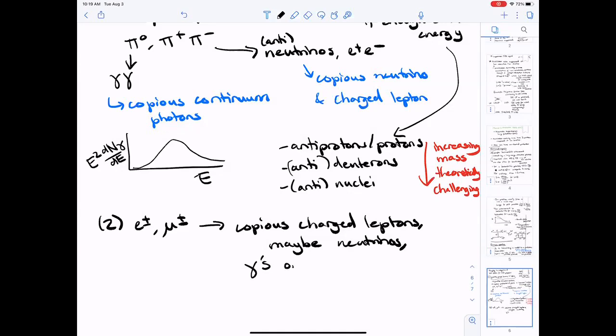So gamma's only from three-body states or secondaries. By secondaries, I mean that as these charged particles propagate through the galaxy, they can emit photons as well, like after the original interaction point. And we'll talk more about that when we get to cosmic ray propagation.